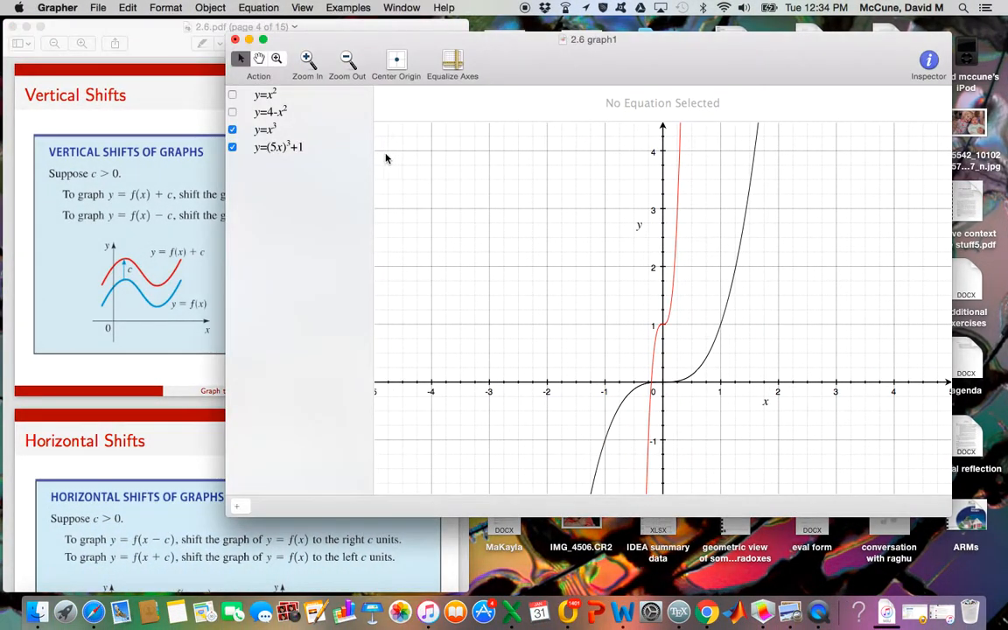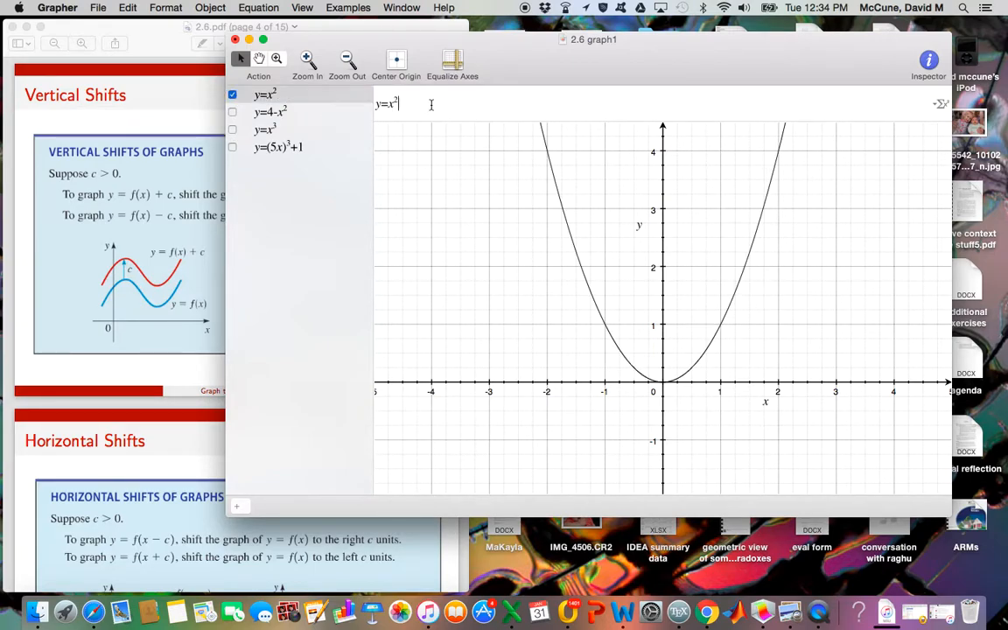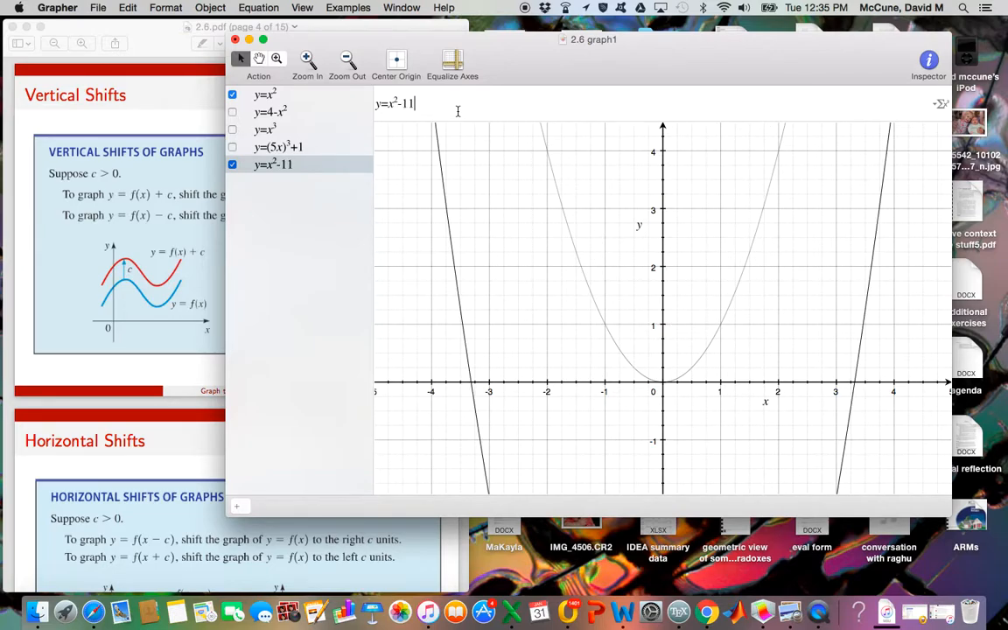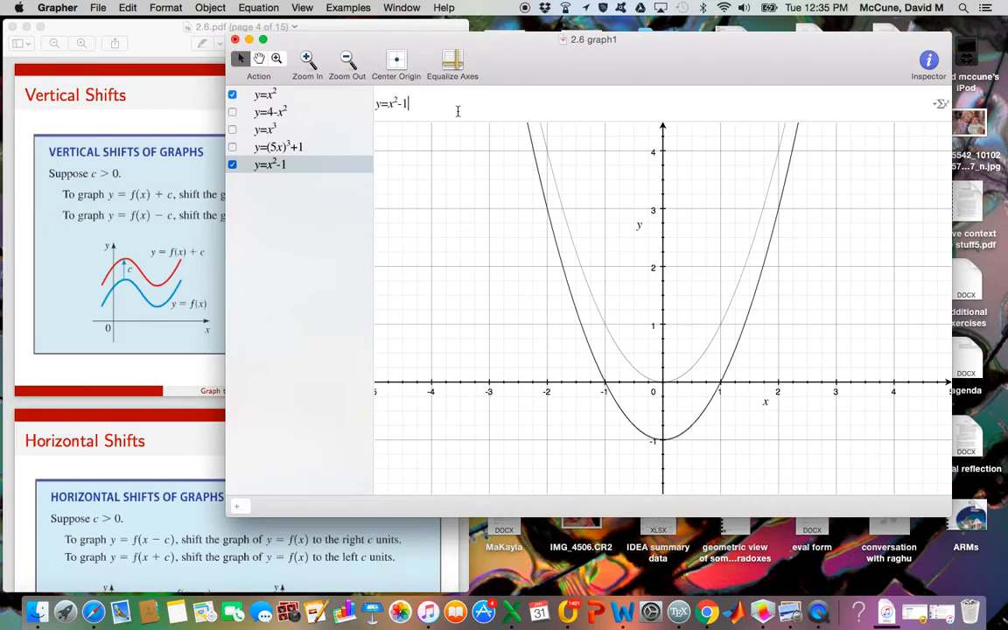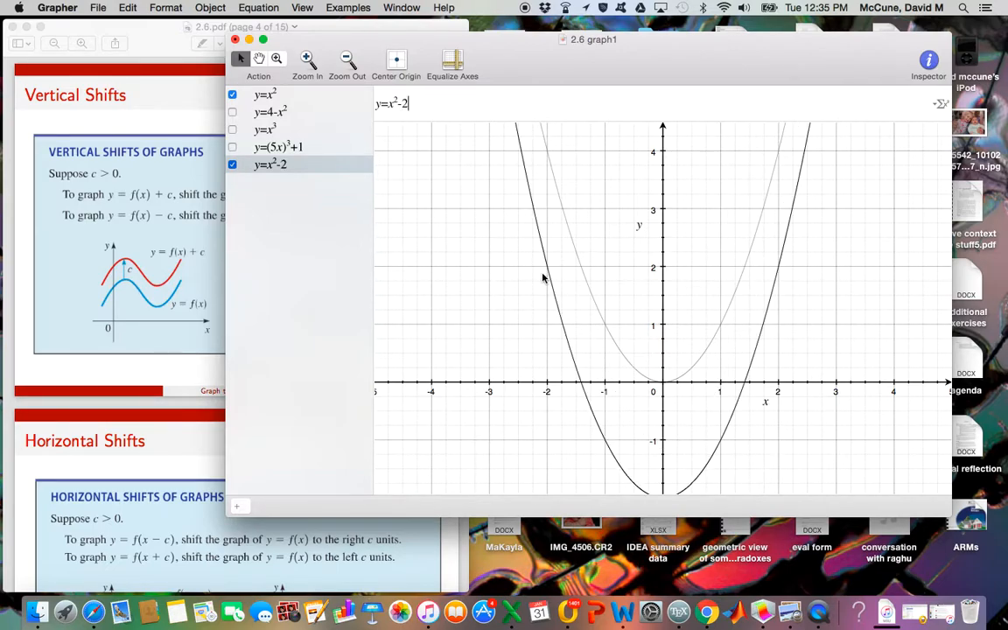So let me go back here to my picture. Here's y equals x squared. So I could do y equals x squared plus 1. See, all it did was it took the original graph and moved it up 1. So there's the two graphs together. Or I could do y equals x squared minus 1. Same exact shape. All that has happened is that you have literally picked up the original and moved it down 1. So same thing with 2.